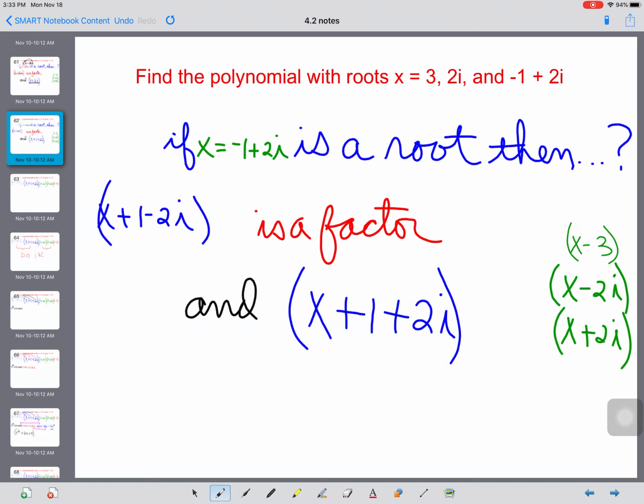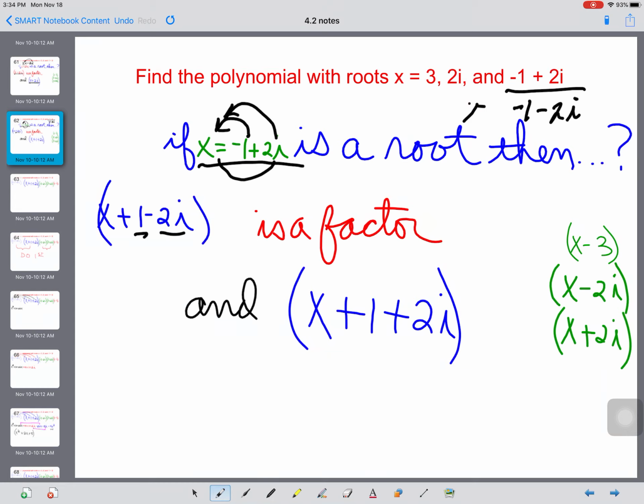Now this is the one that's a little trickier. So if x equals negative 1 plus 2i, I automatically know that negative 1 minus 2i will also be a root. But what's the factor? Well, just like we did before, we're just simply going to add these back over to the other side. So when I add the 1 over, I get plus 1. When I subtract the 2i over, I get negative 2i.